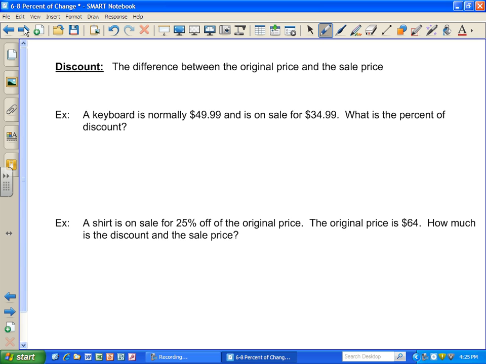Discount we've talked a lot about. Discount is the difference between the original price and the sale price. So the discount is how much money you're actually saving. So let's look at our first example. A keyboard is normally $49.99 and is on sale for $34.99. What is the percent of discount? So in order to find the percent of discount, you have to know what the discount is. And again, you could set up a proportion. You don't know the percent, but the percent we want represents the discount.